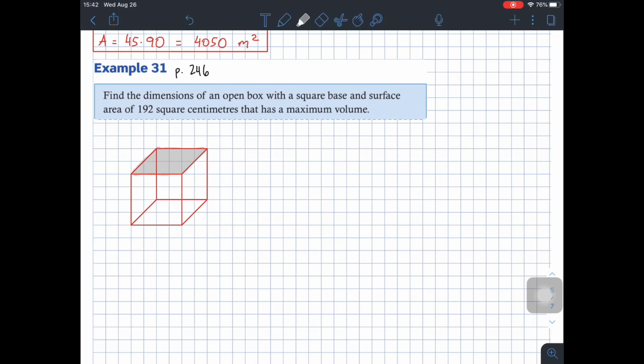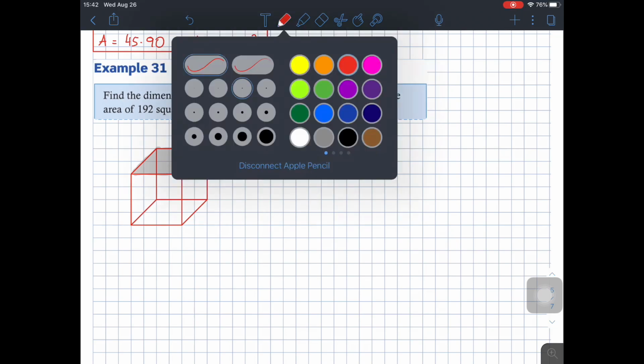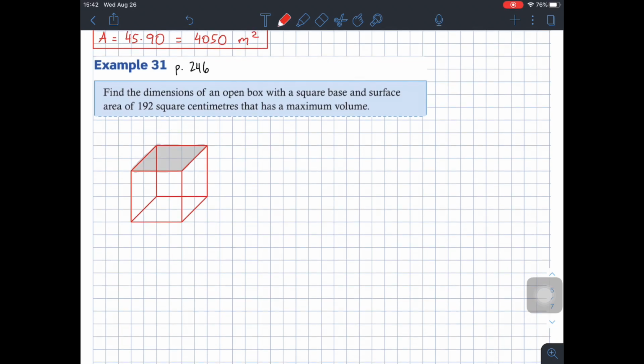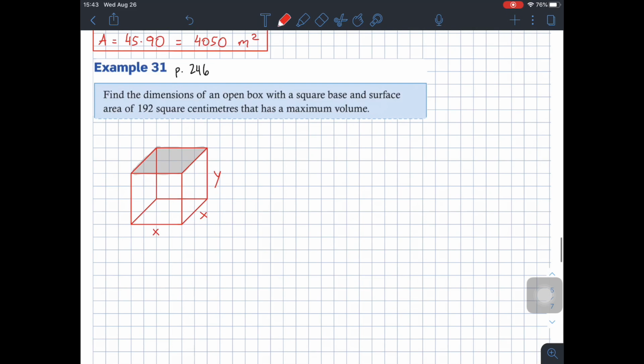There's no face here. Okay, so once we have done the sketch, we need to name our variables. If this is a square base, it means that the length is equal to the width, right? But the height could be a value different from x, so we're going to call this y, okay? This is also a height. Okay, so that's all the information we have. Then we're going to use the constraint. We know that the surface area is equal to 192 square meters.